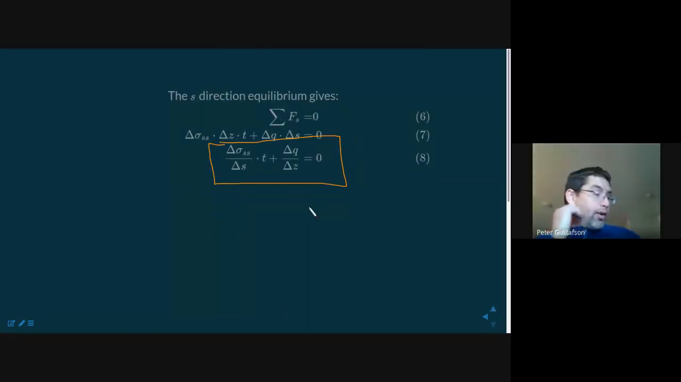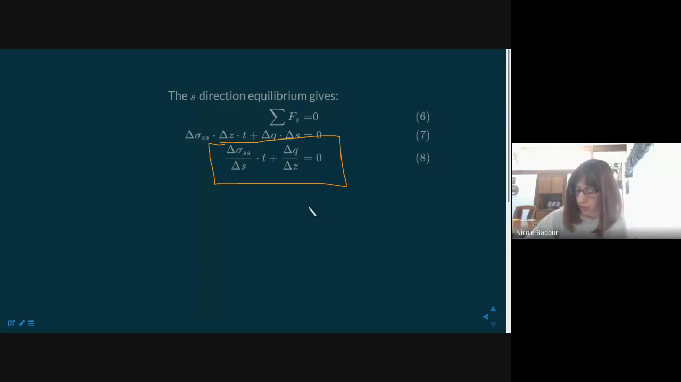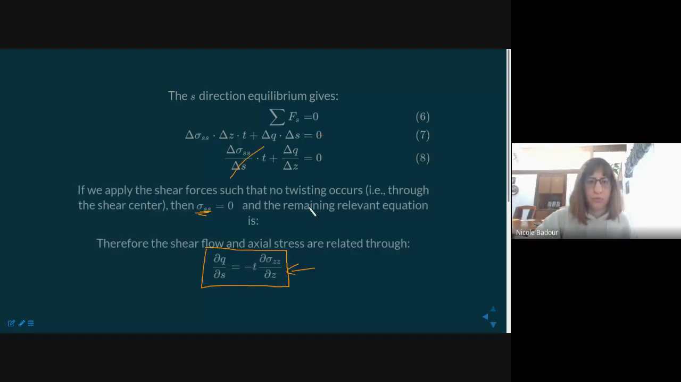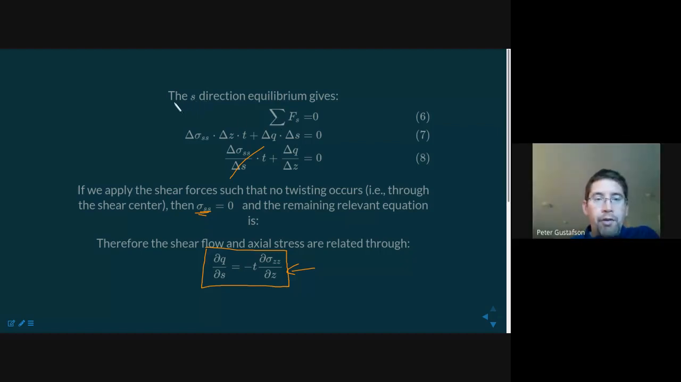Yeah, go ahead. I was kind of confused about how you went to the next slide. How you get the equation in the box there. I think you said something about taking the limit of equation 8, but then you also said something about crossing out the sigma SS. So I'm not really sure. Yeah, so these are two different equations driving our scenario here. One of them is the sum of the forces in the Z direction. The other is the sum of the forces in the S direction.